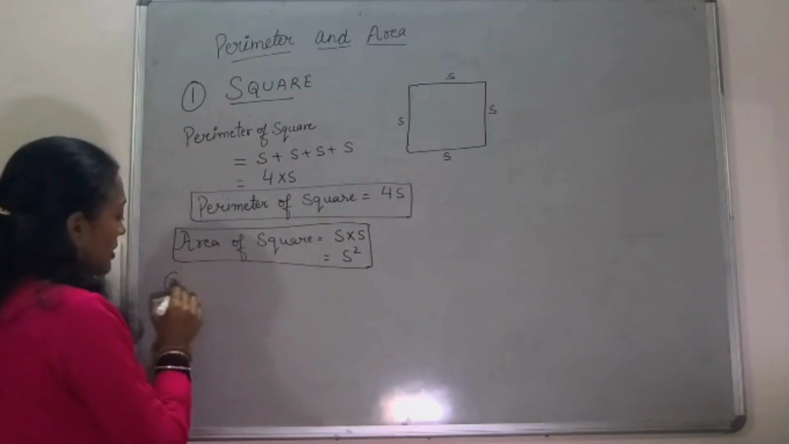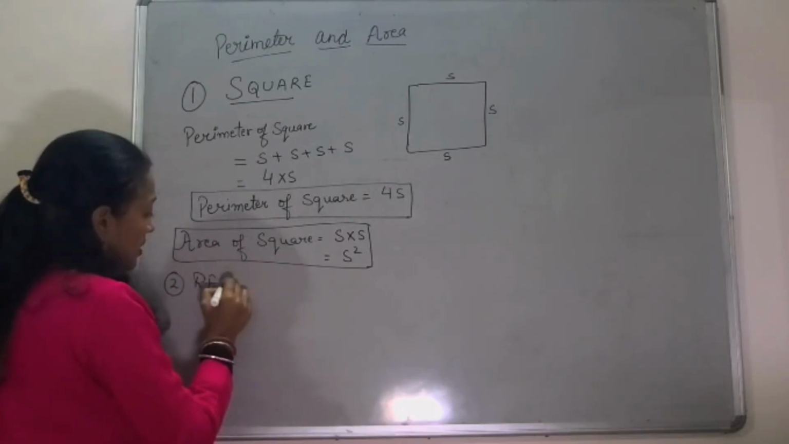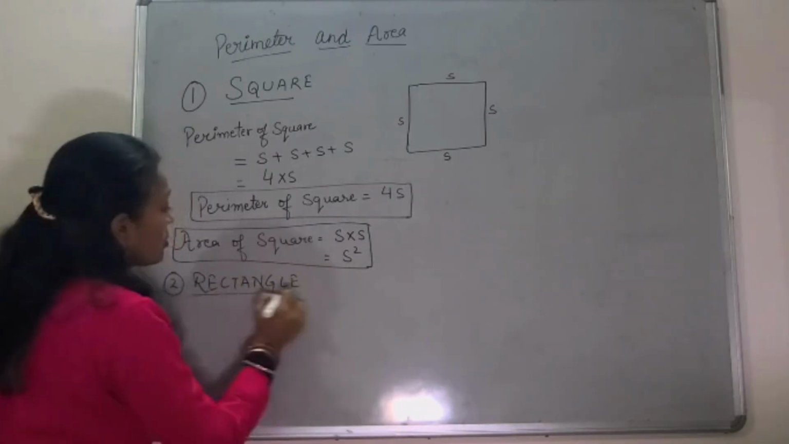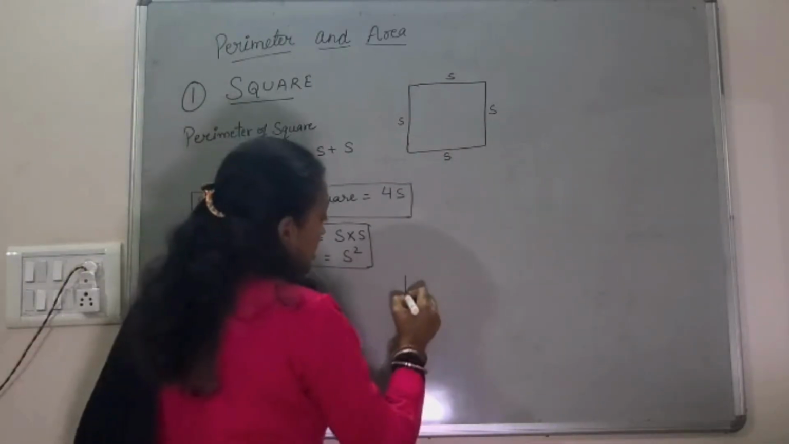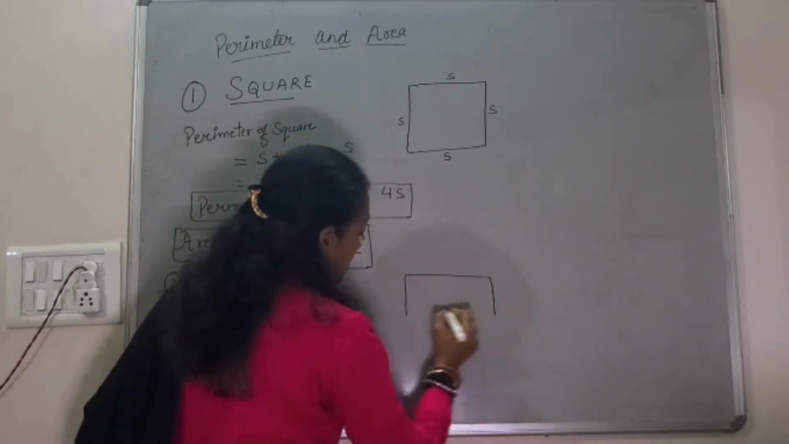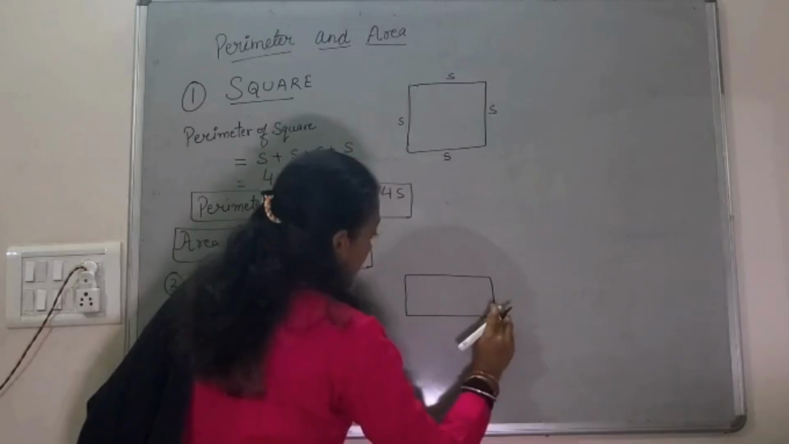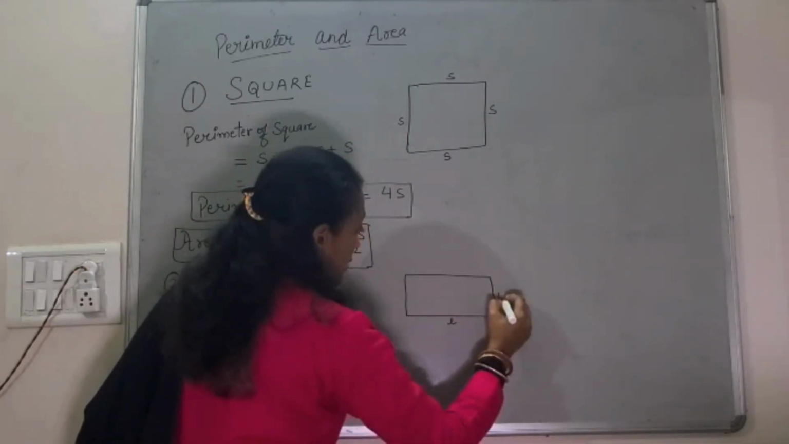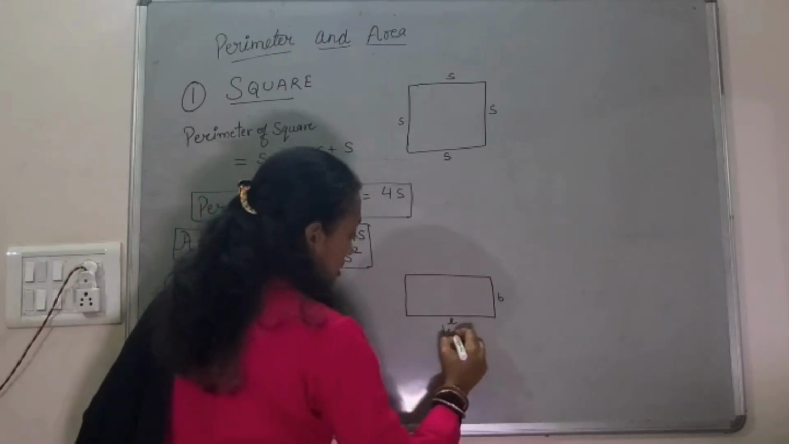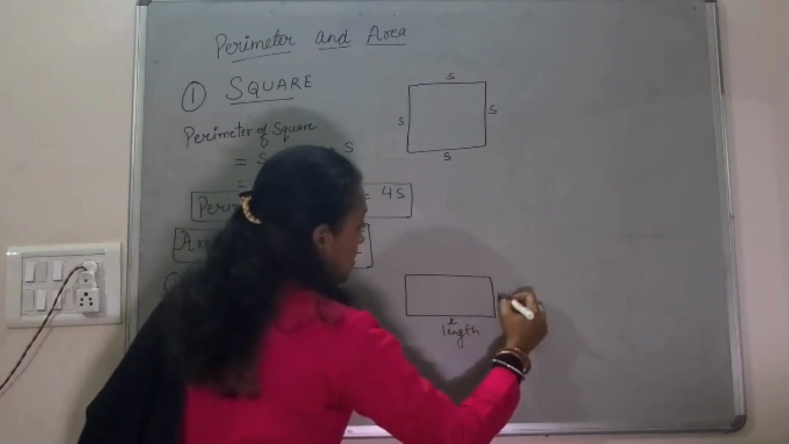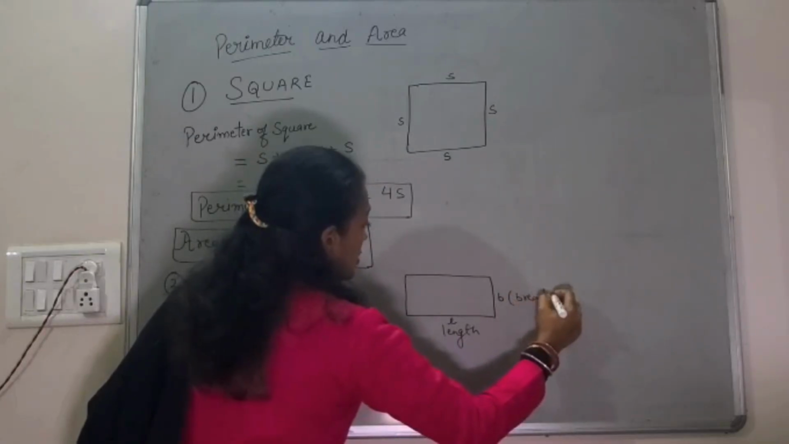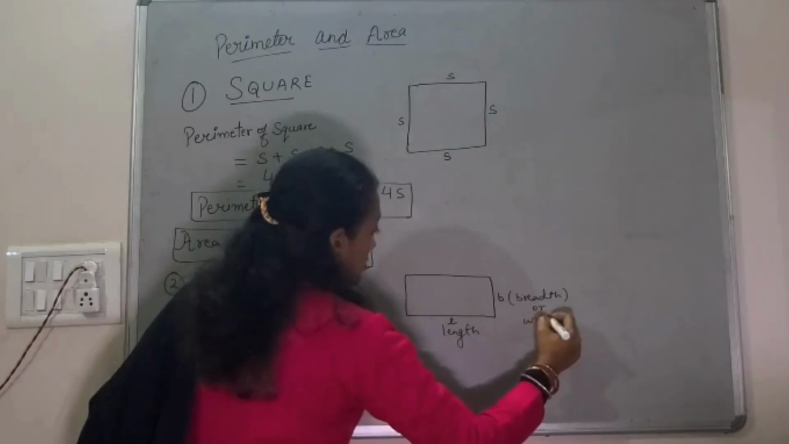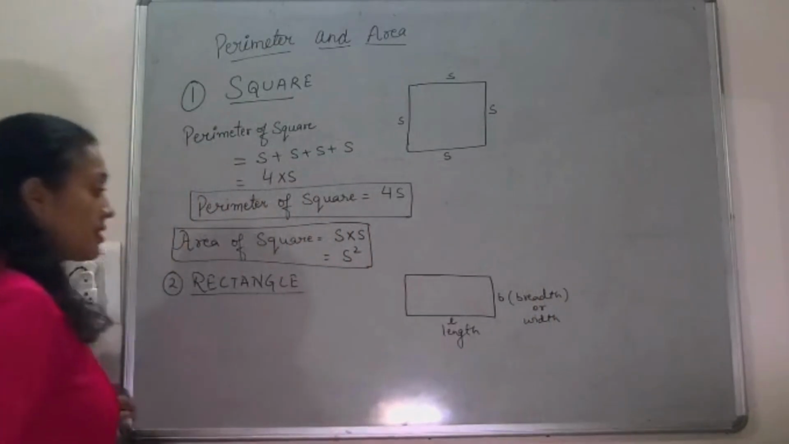Now if I talk about rectangle, rectangle is a shape similar to a square, but in a square all sides are equal, whereas in a rectangle one side is larger than the other. So we have length and breadth. This is length, L is length, B is breadth. Sometimes we call it width also. So either you say breadth or width, both are the same.